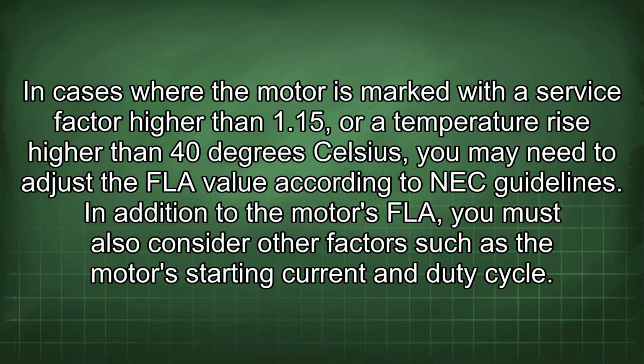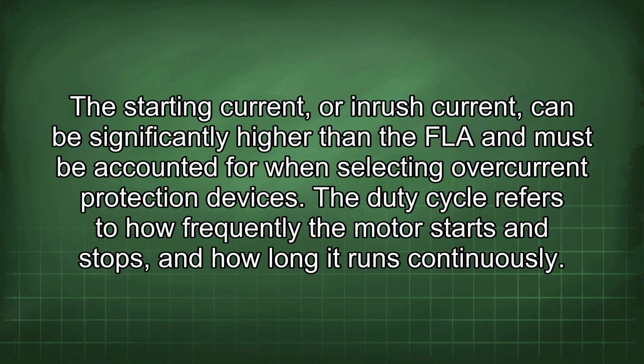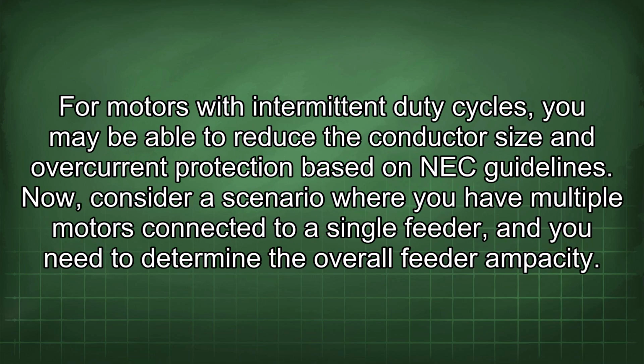In addition to the motor's FLA, you must also consider other factors such as the motor's starting current and duty cycle. The starting current, or inrush current, can be significantly higher than the FLA and must be accounted for when selecting overcurrent protection devices. The duty cycle refers to how frequently the motor starts and stops, and how long it runs continuously. For motors with intermittent duty cycles, you may be able to reduce the conductor size and overcurrent protection based on NEC guidelines. Now consider a scenario where you have multiple motors connected to a single feeder, and you need to determine the overall feeder ampacity.